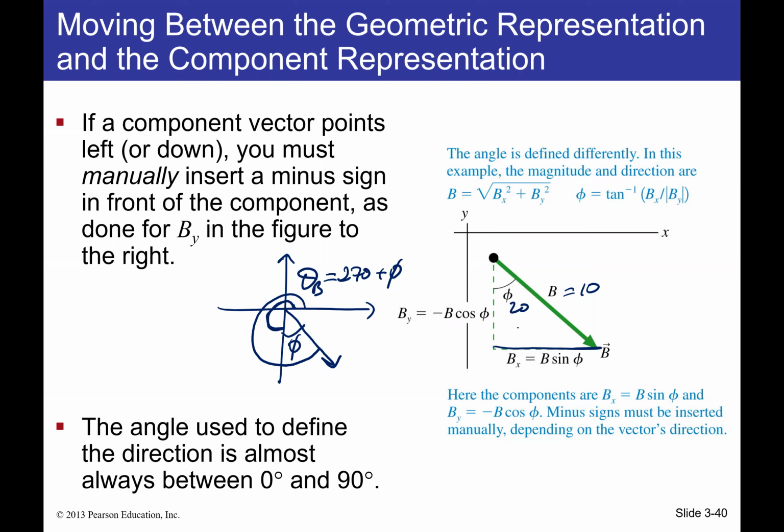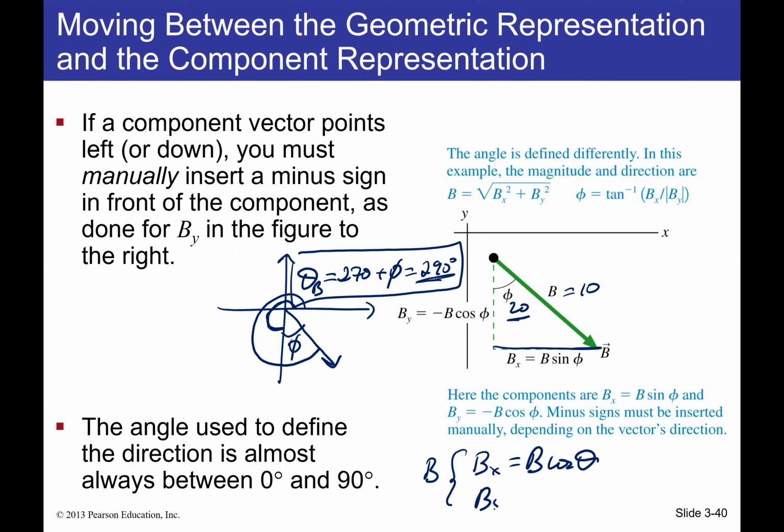Because think like this: if this is 20, then this becomes 290 degrees, and that's accurate for that vector. So it doesn't matter if I say 20 with respect to the negative y-axis, or 290 with respect to the positive x-axis, that's exactly the same vector. Here's the advantage of using this sometimes. If I do that, then for B, the x component will be B cosine of that theta, and the y component will be B sine of that theta. Again, this theta is with respect to the positive x-axis, counterclockwise.